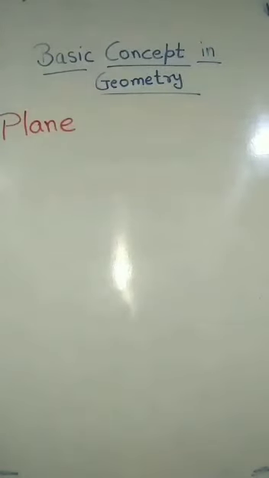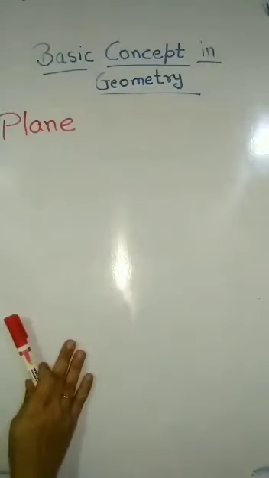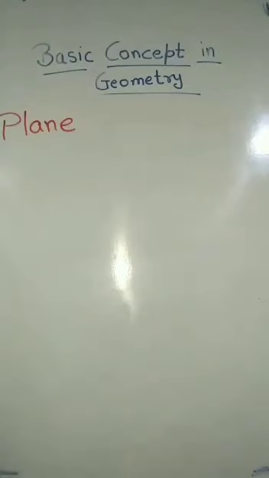Now the next concept is plane. Plane means a flat surface. A flat surface is called a plane. If I say this whiteboard, the whiteboard is a plane. Any flat surface we call a plane.